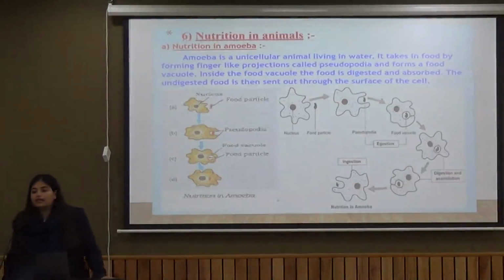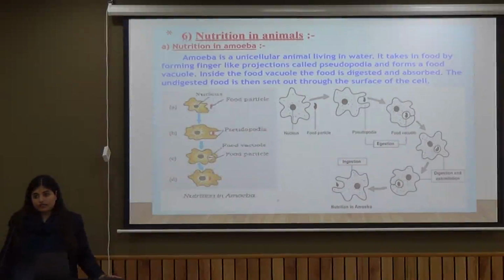Okay. Now let's start with holozoic nutrition in animals. So first we'll take up the example of a unicellular organism like amoeba. Now if you remember, amoeba is a protozoan and it has pseudopodia to move. It is found in aquatic habitats.